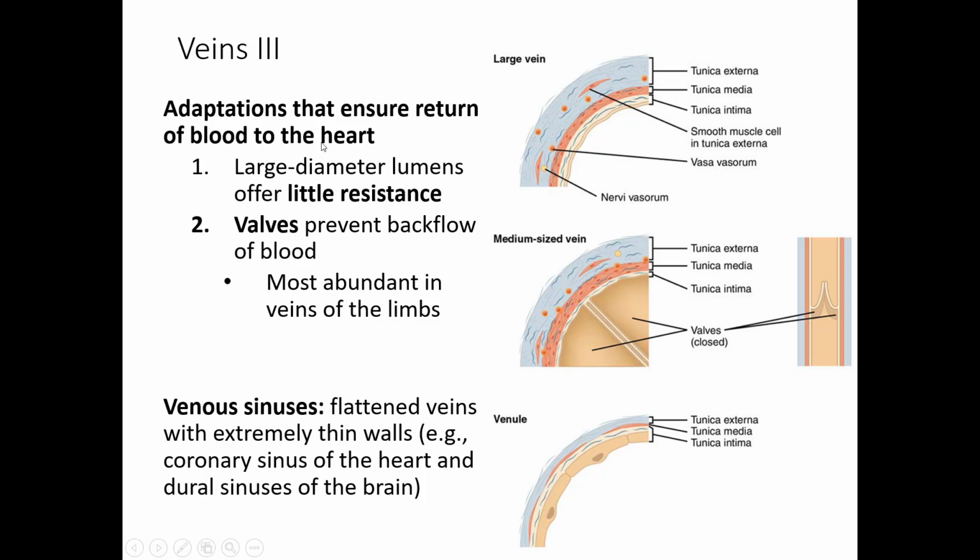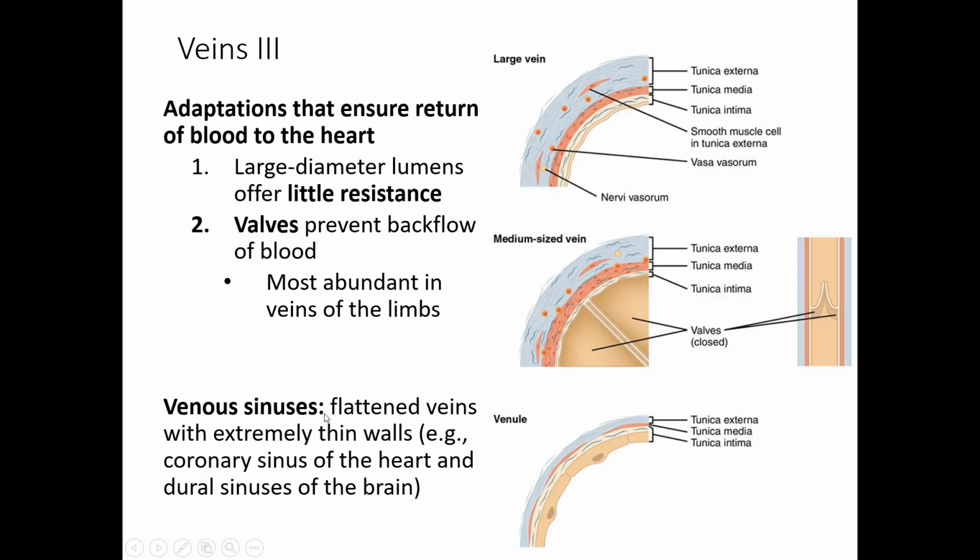Adaptations that ensure a return of blood to the heart. First of all, large diameter lumens of veins offer little resistance to blood flow up to the heart. And finally, valves. Right here there are valves. When blood goes through the veins up, it cannot return back because valves close and prevent blood flow back.